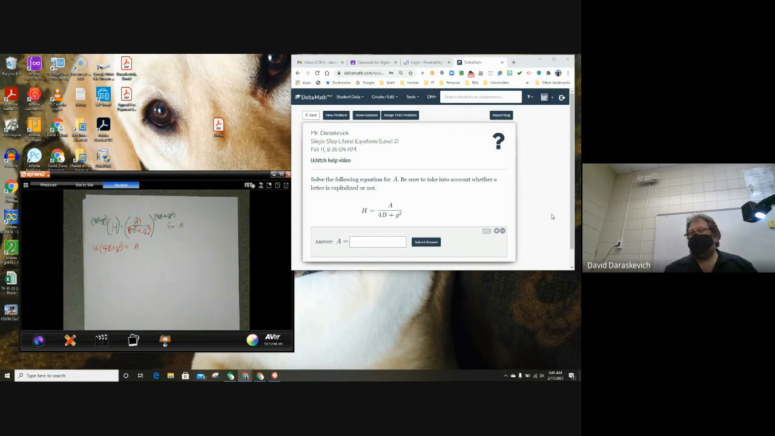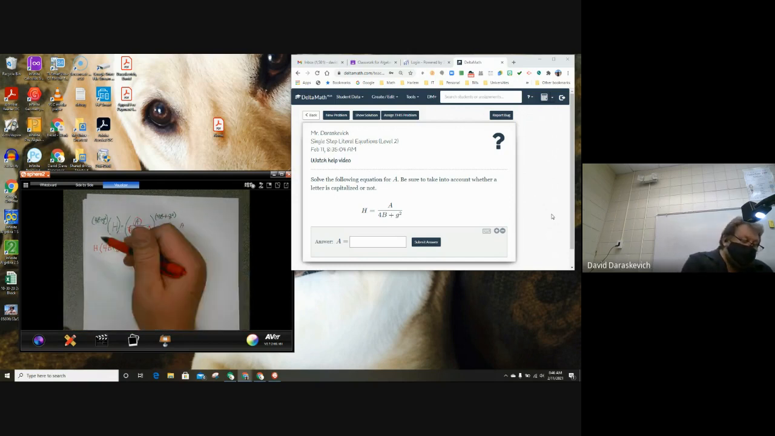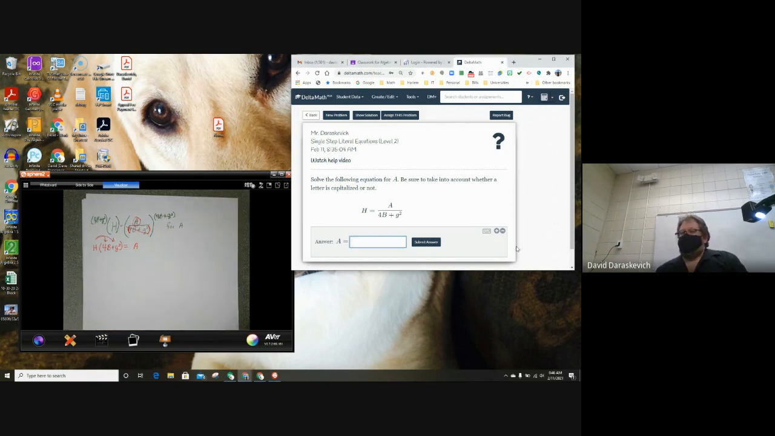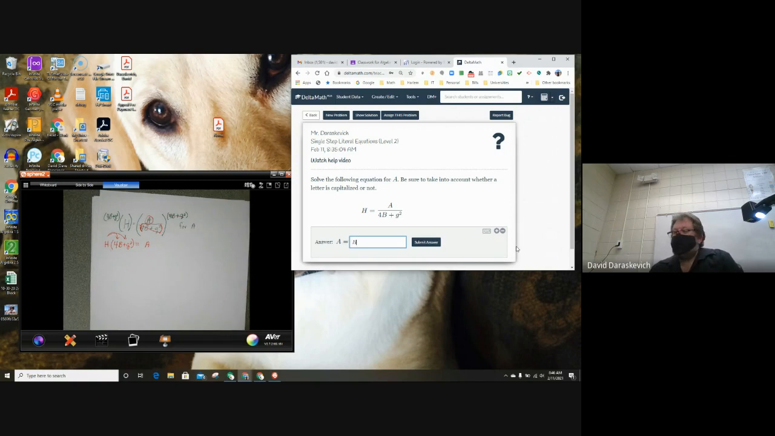Now here's the problem with Delta Math. They're supposed to have several possibilities in the answer. They may want us to distribute that H throughout. So first of all, I'm going to see if this will be accepted, H in my answer. So I've got capital H, parenthesis, 4 capital B plus G, lowercase g, squared.